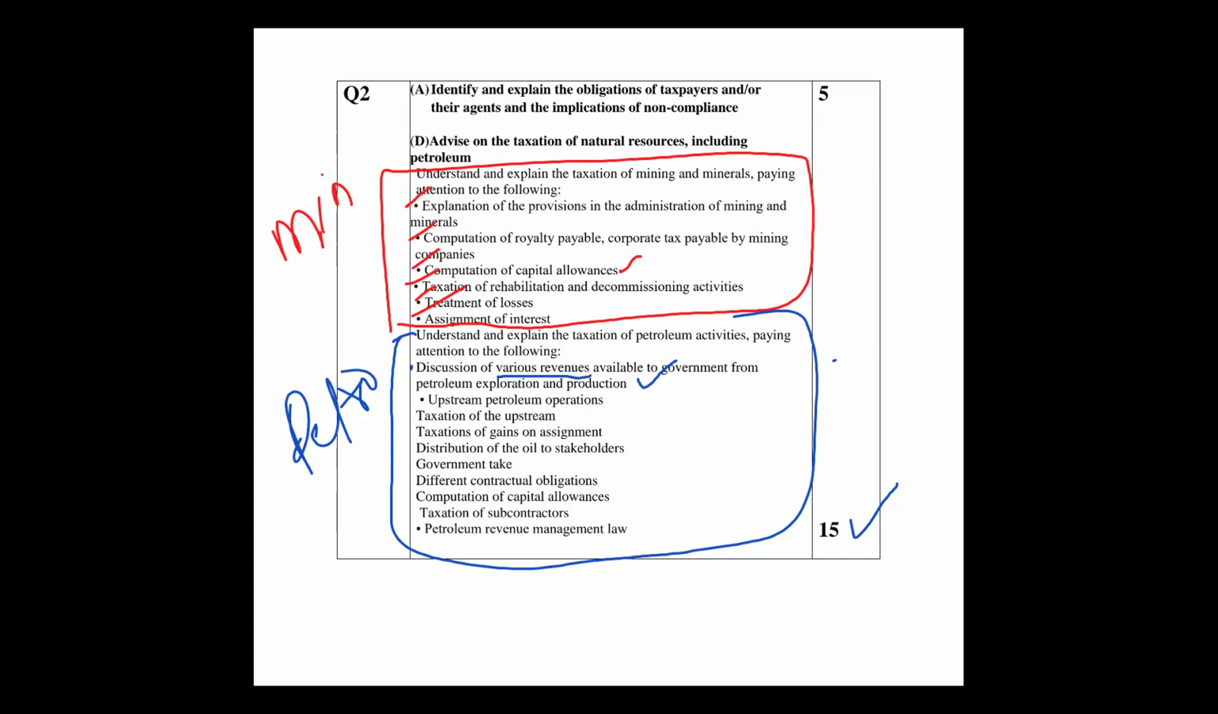Upstream petroleum operations. So I have to know more about the upstream petroleum operations. And these are the computations here. All these are under upstream petroleum. So upstream petroleum operations, the taxation, the computation, taxation on gains, distribution of the oil to stakeholders, right? Then we have the government stake, the government share with the oil, different contractual obligations, the types of the contractual obligations. So when I pick the S&D slides, I'm just searching for contractual obligation and I'll read it. Then if I see there's an example which is not related to what is here, I jump. Computation of capital allowances, petroleum, taxation of subcontractors.